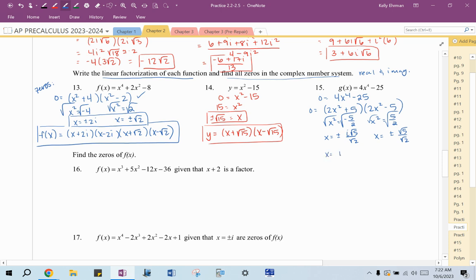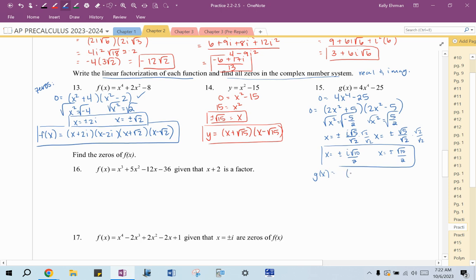I'm getting a lot of questions about where that radical 10 came from, which makes me a little nervous. It came from me saying rationalize, multiply by radical 2 over radical 2. That's all I did there. So whether you leave your answer in terms of the 5 and the 2 or the 10 and the 2, whatever, but here's our factorization. So these are the zeros. We have to be careful with this factorization.